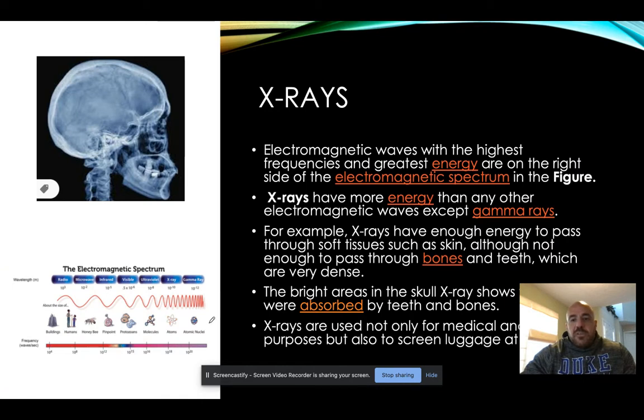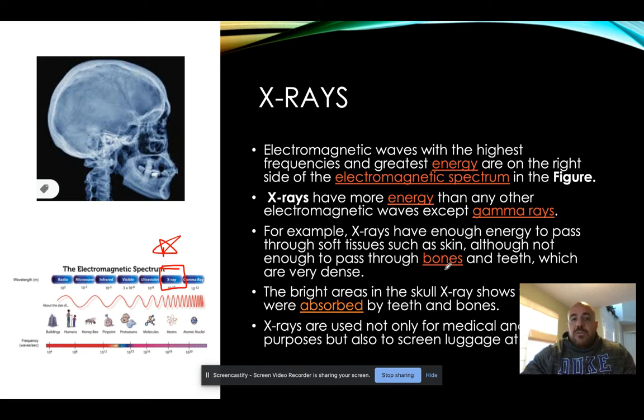So let's jump into how X-rays work. We know that X-rays are shorter wavelength and higher frequency. They're the second shortest wavelength, I just started in the chart over there, and the second highest frequency, so they have a lot of energy. And because of that, they are able to go right through your skin and soft tissues. Your bones and teeth are very dense, so the X-rays can't penetrate them.